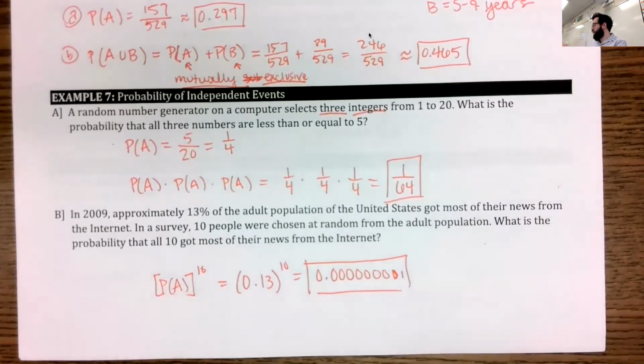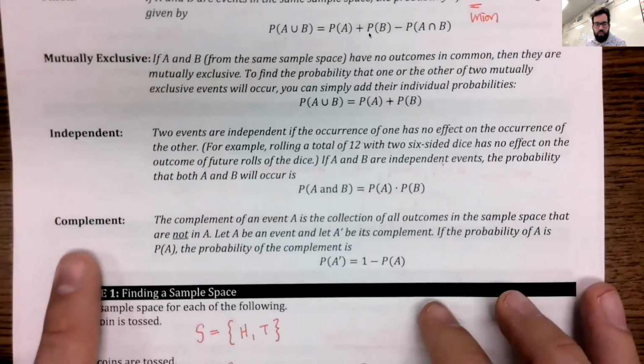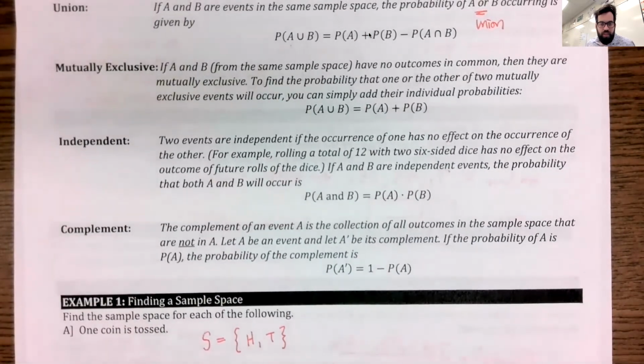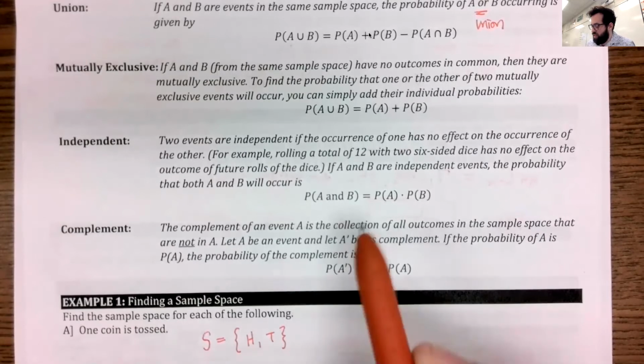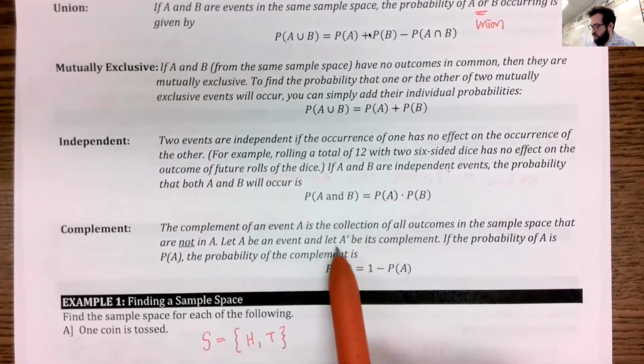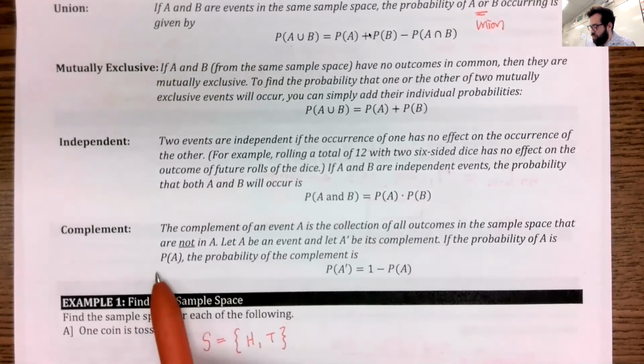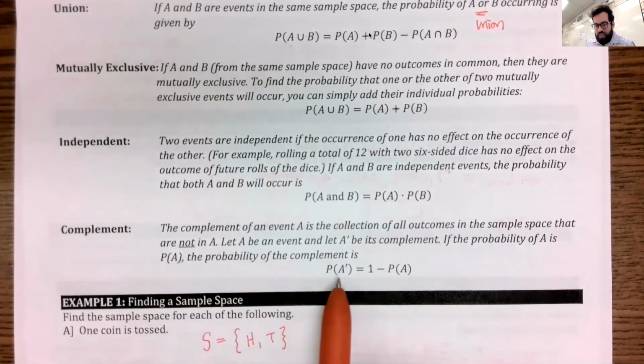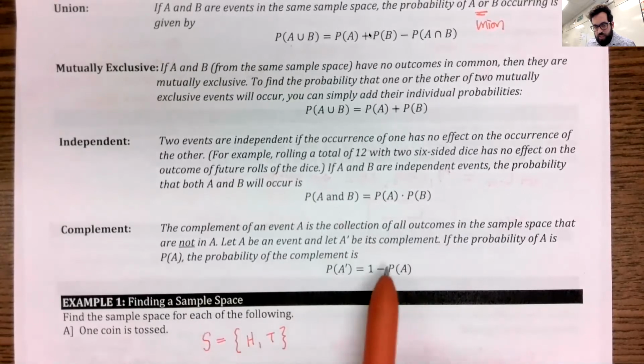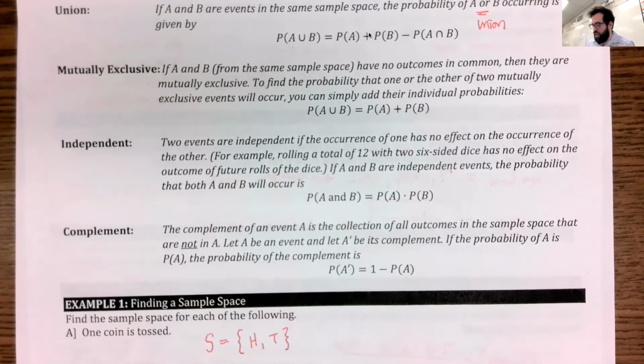All right, we've got one more vocab term to look at and one more example. So if we look back at the front one final time, we have this word complement. The complement of an event is the collection of all outcomes in the sample space that are not in A. Let A be an event, and let A prime be its complement. Sometimes we refer to this apostrophe as prime. So A prime is going to be the complement of A. If the probability of A is P of A, the probability of its complement would be written like this. And you could find it by doing 1 minus the P of A, right? Because it's like 100% minus the probability of A is going to be everything else that's left over, because 1 is everything. 1 is 100%.